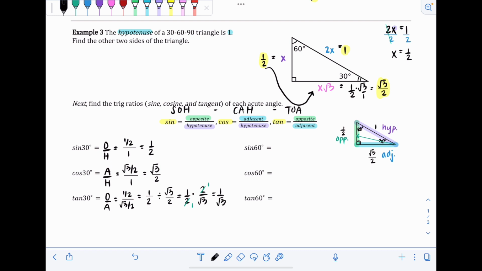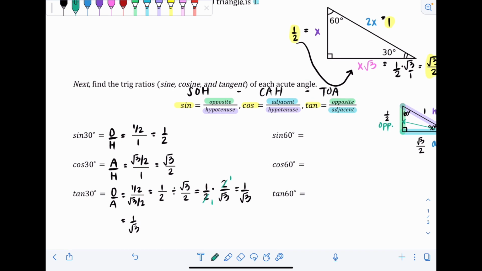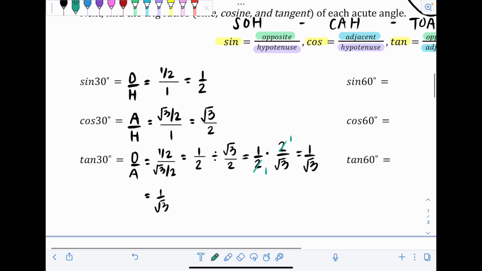Sorry, I think this one is the worst in terms of simplifying. And then we have 1 over root 3. I'm going to drop that down here. Remember, you can't have a radical in the denominator. So we have to get rid of it. To get rid of it, we have to multiply numerator and denominator by that radical. So I would multiply numerator by root 3 and denominator by root 3 as well.